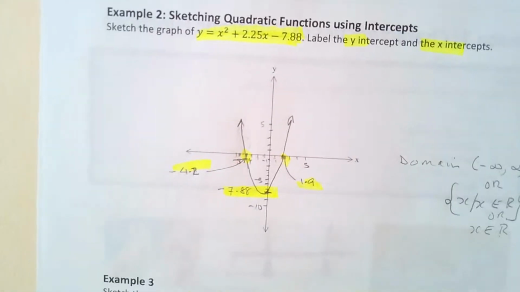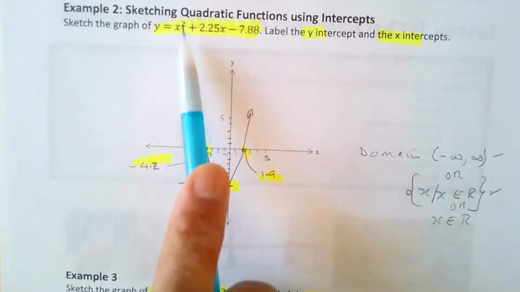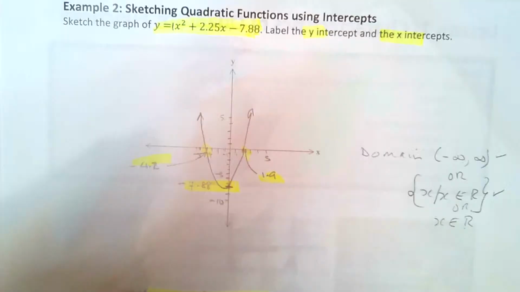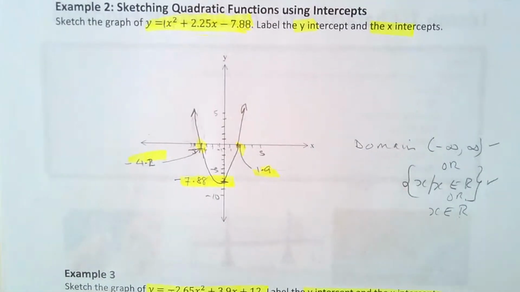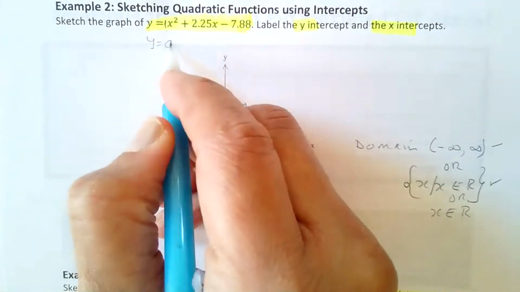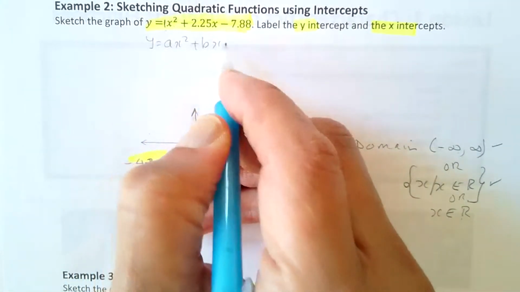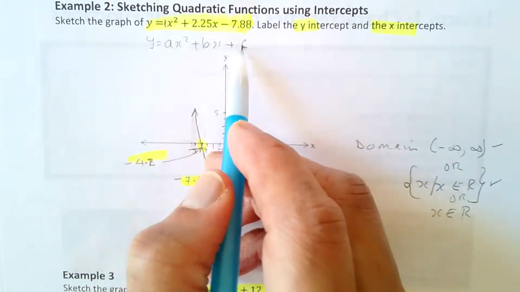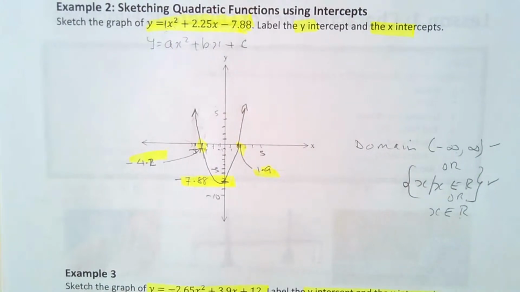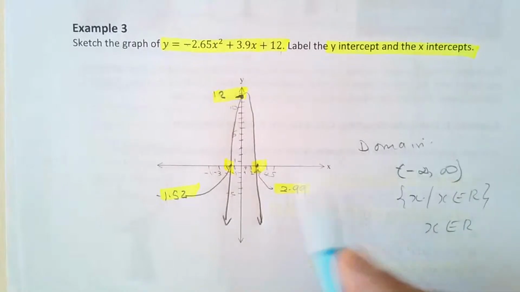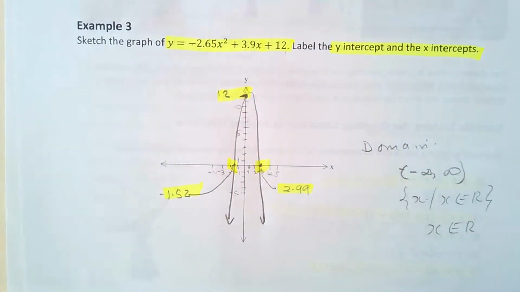So in the first case, this graph is going up. The leading coefficient, as we call it, here's one here. It's one right in front, but it's not written, it's understood. It's positive. So if the A is positive, remember your general equation of a quadratic, ax squared plus bx plus c. So the b is 2.25, the a is 1, and the c is negative 7.88. If the a is positive, then the graph goes up. If the a is negative, in this case, negative 2 is indicated here, it's going down.